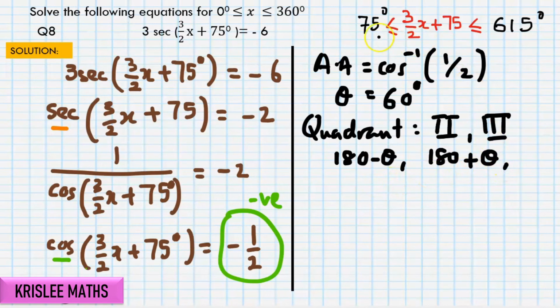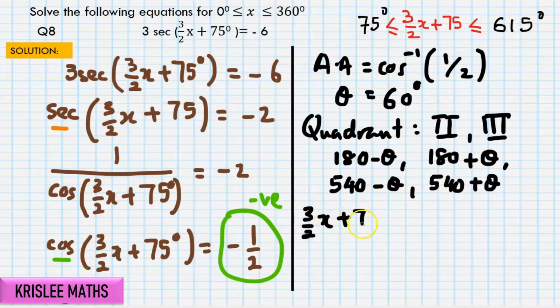And remember, based on the range here, you cannot stop with one round. You have to go one more round. Therefore, the 180 you add 360, that will be 540 minus theta. And you do the same thing for the angle in the third quadrant, so 540 plus theta.